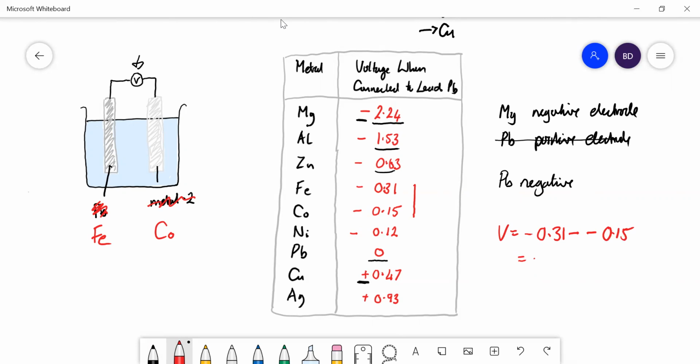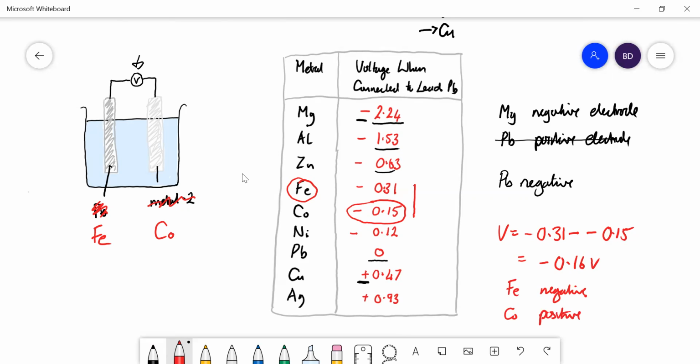Sorry, minus 0.16. Why are you going to get minus 0.16 volts? That's the difference in the voltage between the iron and the cobalt. And which one is going to be the negative electrode? Hopefully you'll be able to see that it would be the iron. This would be the negative electrode, because that's better at giving away electrons. Cobalt is not quite as good at giving away electrons, so the cobalt would be forced to accept the electrons. So iron would be the negative, and cobalt would be the positive electrode.